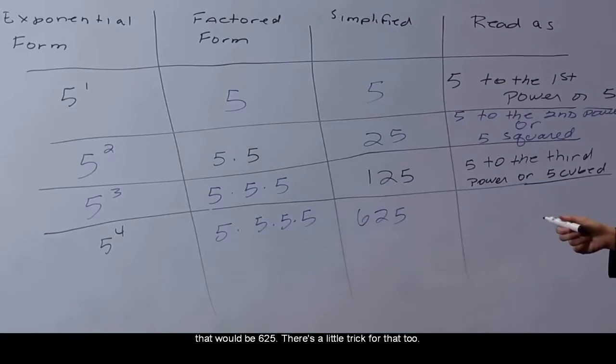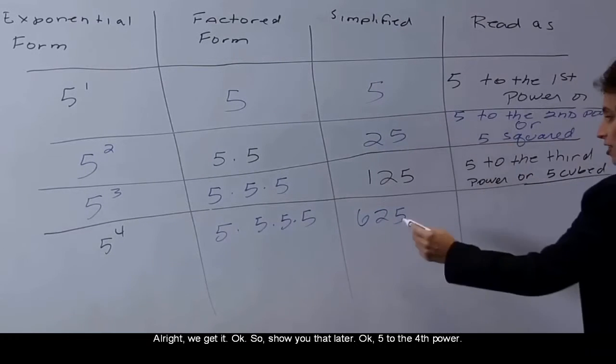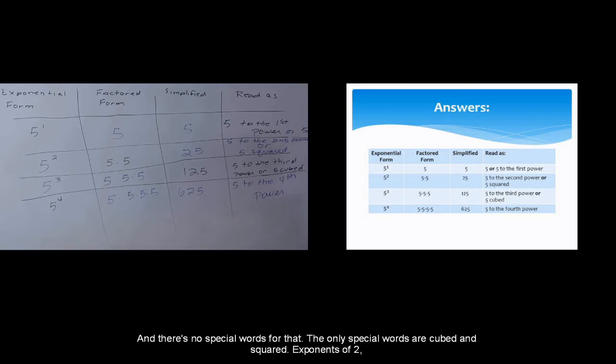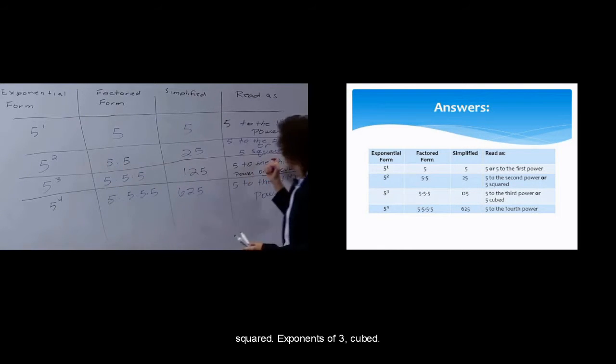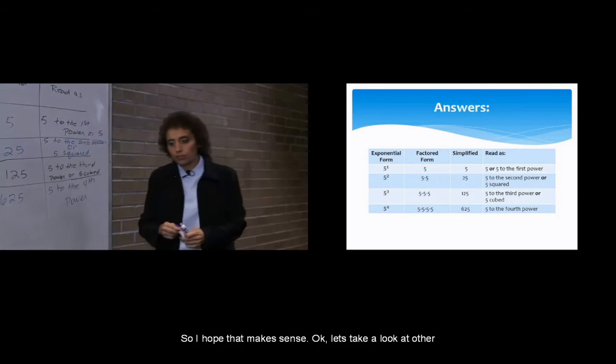There's a little trick for that, too. All right, forget it. Okay, so I'll show you that later. Okay, 5 to the fourth power. And there's no special word for that. The only special words are cubed and squared. Exponents of 2 squared, exponents of 3 cubed. Okay? So I hope that makes sense.